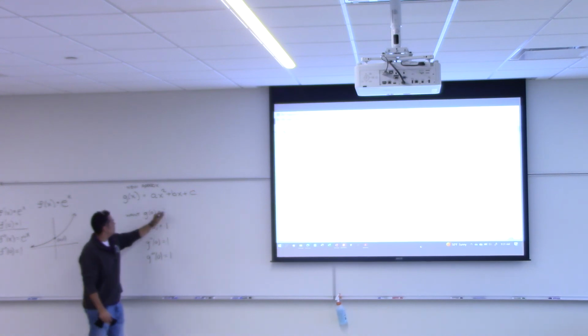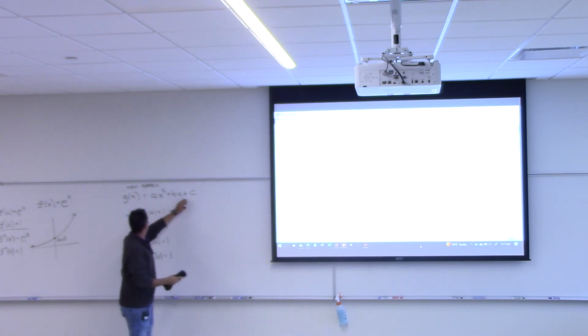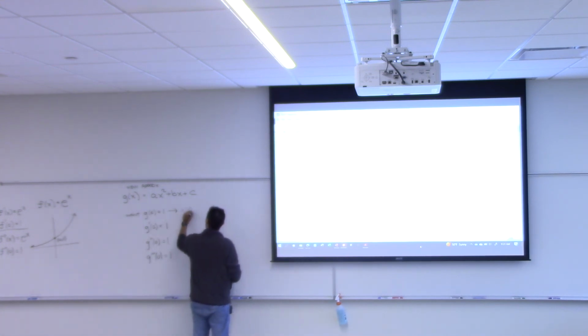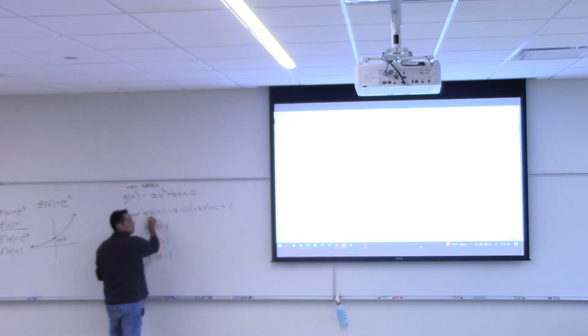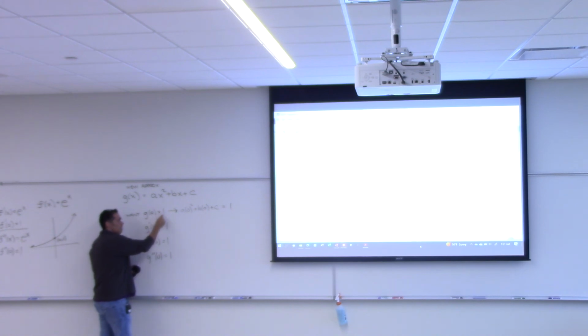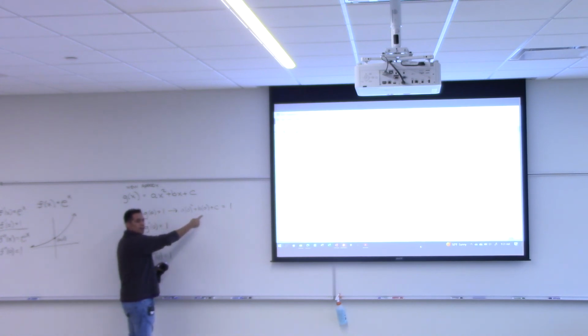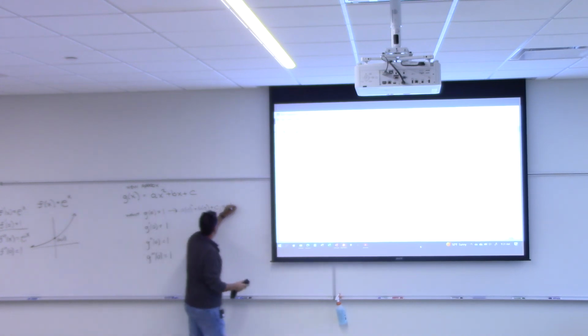Well, let's use this first piece of information. If I plug 0 into that function, I need to get 1. What does that tell you? That tells me c is 1, right? If I plug 0 into this, I get a times 0 squared plus b times 0 plus c, but that must equal 1 because I want when I plug 0 in to get 1, that would force c to be 1, right? So now I know from this that c is 1.